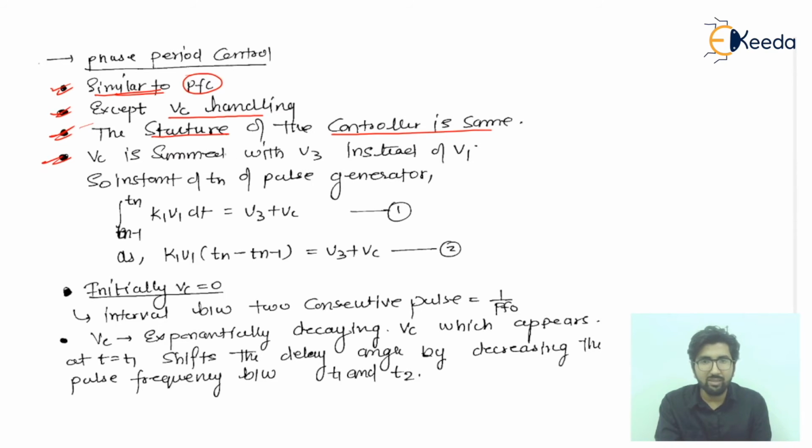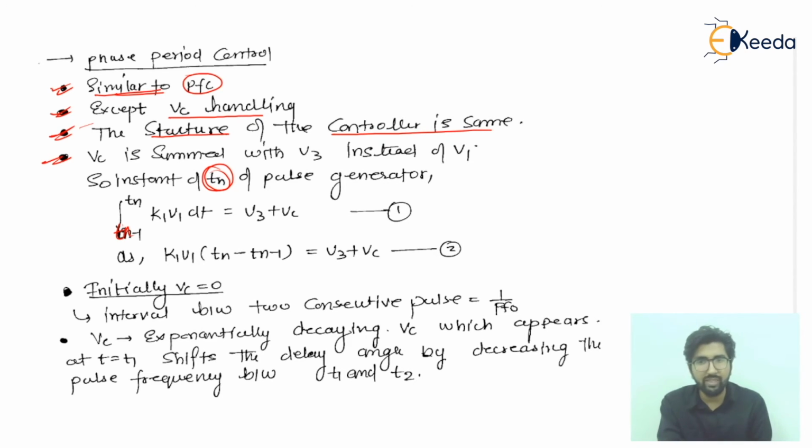VC is summed with the V3 instead of the V1. Here there is no difference, except that the V3 is summed with the V3 and not the V1, as in the earlier cases we have done. So at the instant of T1, we can find this instant of Tn, the pulse generator. It will be integrated from Tn minus 1 to Tn. Okay, so we are starting from Tn minus 1 and integrating up to Tn.